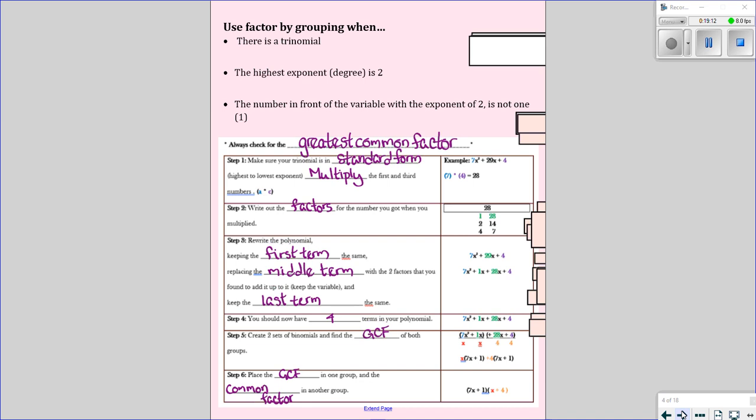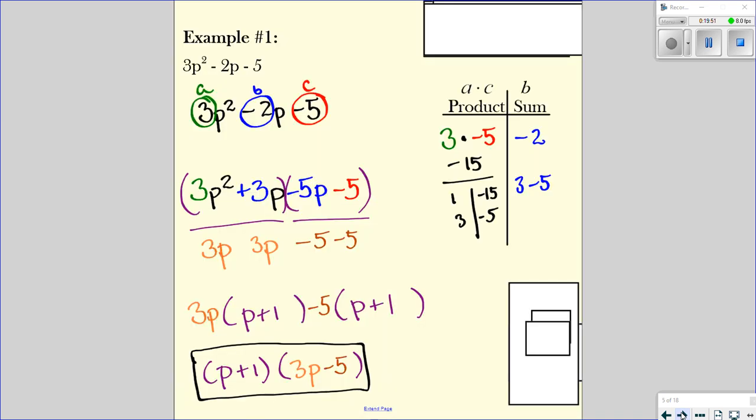So first thing, you multiply the first and the last numbers, and then you find the factors of that number, and then keep your first and last term the same, and then the middle term will be replaced with the factors that you found. Don't forget the variable behind it. Then you have your 4 terms, then you break it up into 2 sets of binomials so you can find the GCF for each. Divide the GCF into each term, pull down the GCF, and the remaining factor will be in the parentheses. If it's the same, then it's going to be in its own group, and the GCF will be in its second group. And that's factoring by grouping with a leading coefficient.